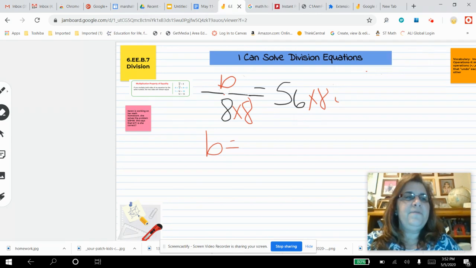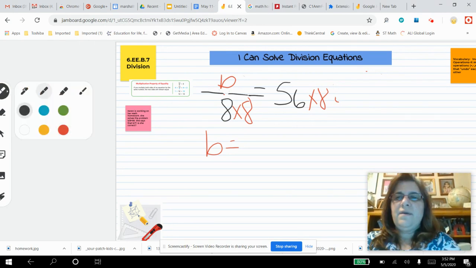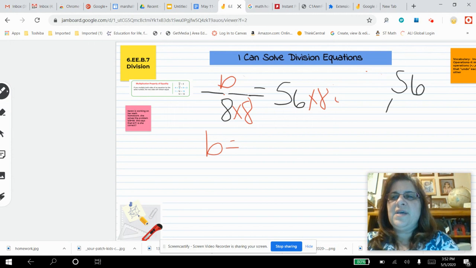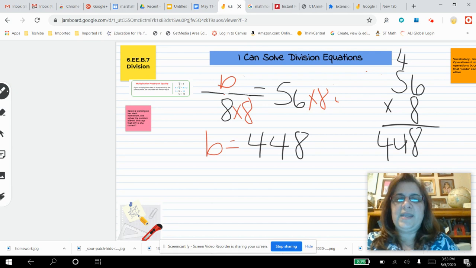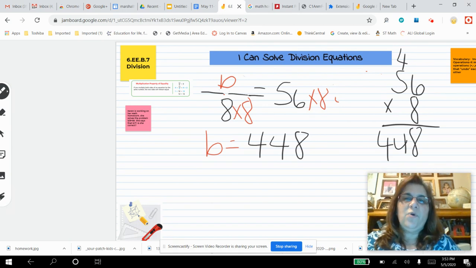So we have 56 times 8. 6 times 8 is 48. 5 times 8 is 40 plus 4, that's 44. So that tells me that B is going to be equal to 448. Now that sounds a little bit more like it. So 448 divided by 8 should be 56. That would be correct. So Karen was incorrect, but you are correct.